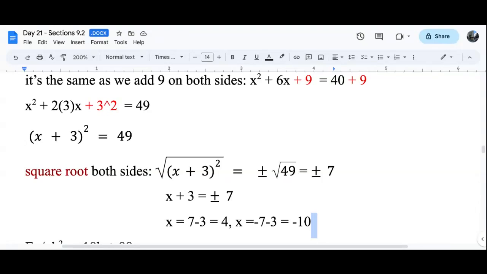Anyone has any questions? Why is 9 still there?